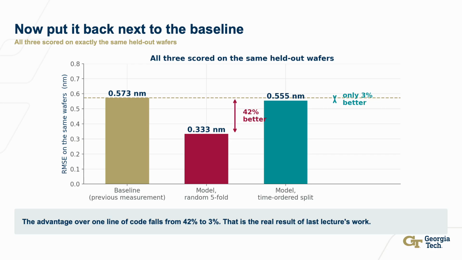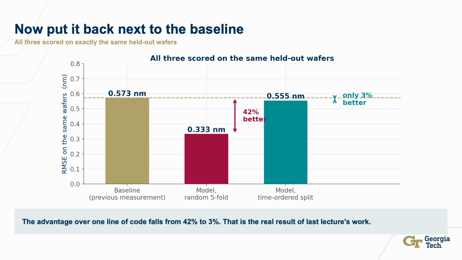0.555 against the baseline of 0.573, that is 3% better. 3%. So everything from last lecture, the feature engineering, the alignment, the PLS, the component selection, buys you 3% over one line of code that ignores the sensors entirely. Now the 3% is not nothing. On a well-run wafer, a 3% reduction in prediction error might be worth having. But it is a completely different conversation from 42%. 42% justifies a project, a team, a maintenance burden.